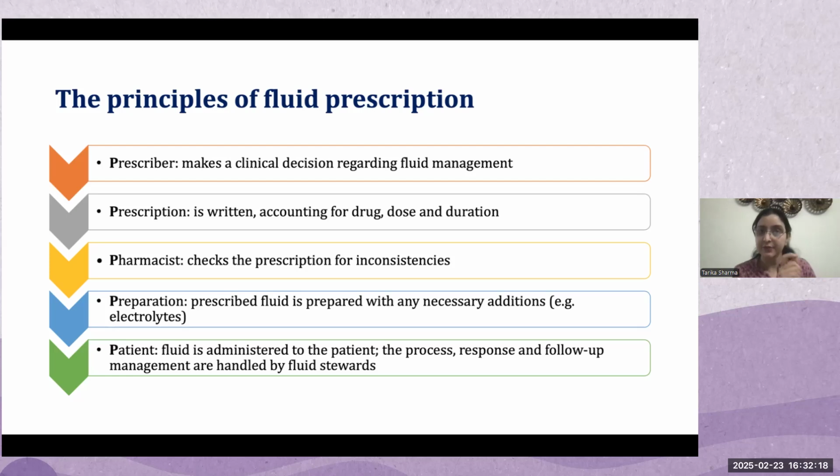So they'll be writing which IV fluid, which dose, and for how long they have to give it. Then the pharmacist will be checking the appropriateness of the prescription, any inconsistency if it is there or not. In Indian setups, because pharmacists are not clinically involved in the patient care, even nurses might see for this kind of inconsistencies.